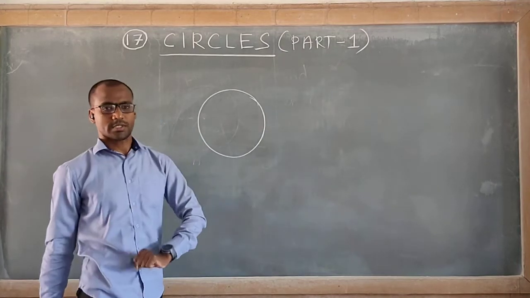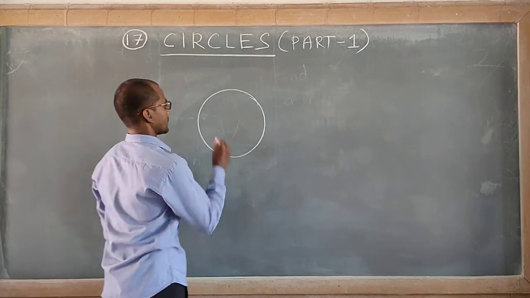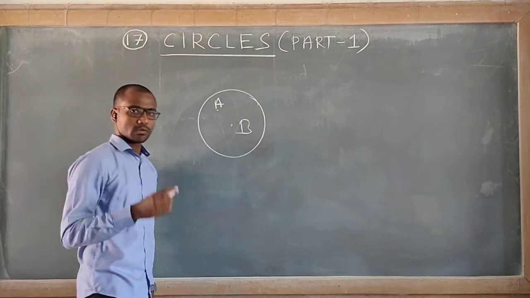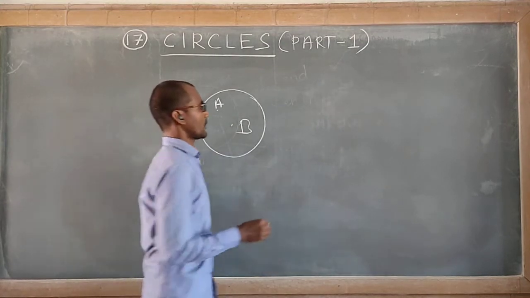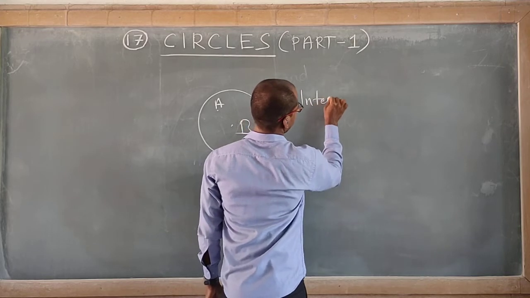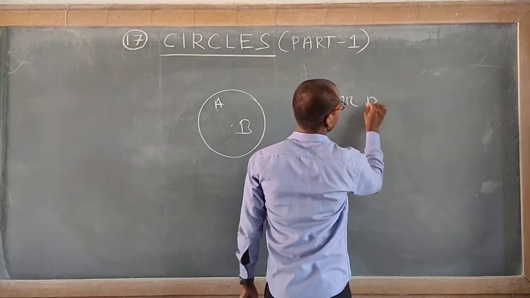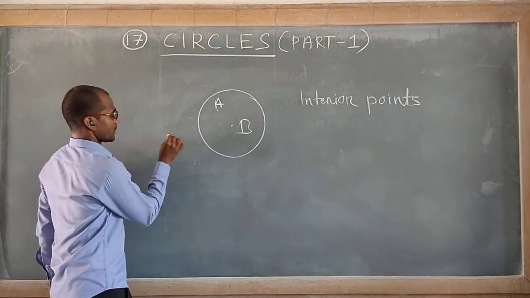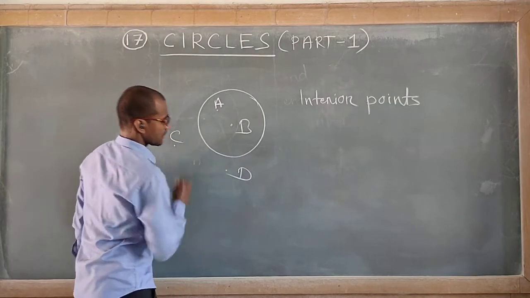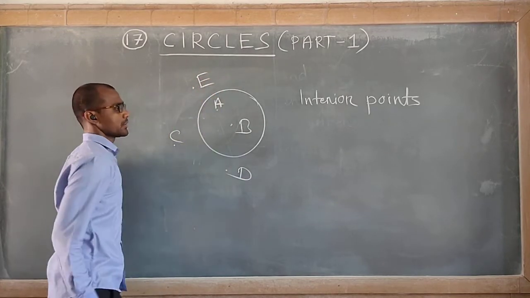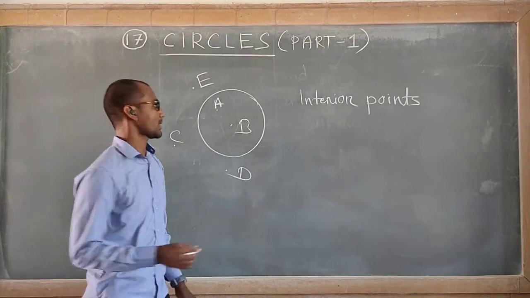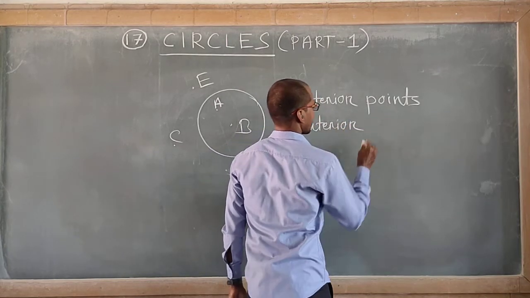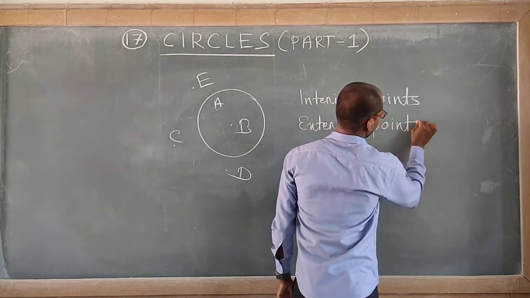So there can be three types of points. First one is interior points. Suppose A, B. These points which are inside the circle are called interior points. I will take another point C, D, E. These 3 points are outside the circle. These are called exterior points.